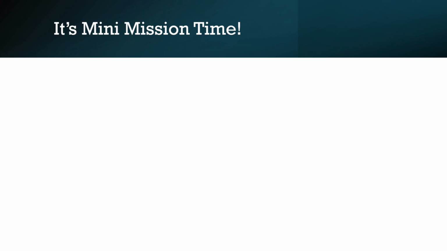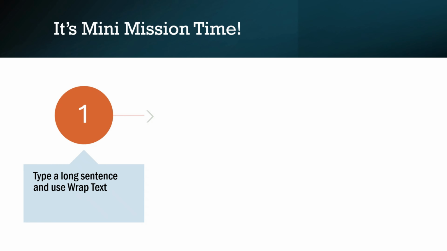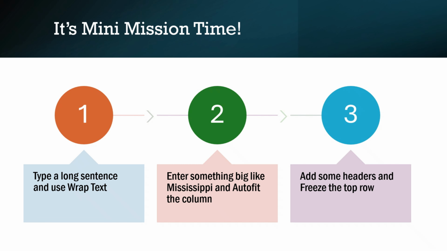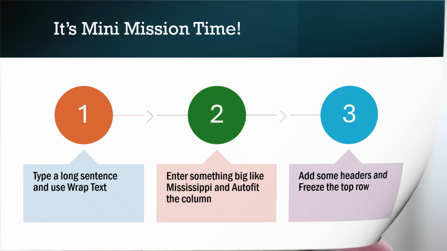It's mini mission time. Try all 3 of these tricks on a practice sheet. Type a long sentence and use wrap text. Enter something big like Mississippi and auto-fit the column. Add some headers and freeze the top row. You'll feel like the spreadsheet is finally playing your game.